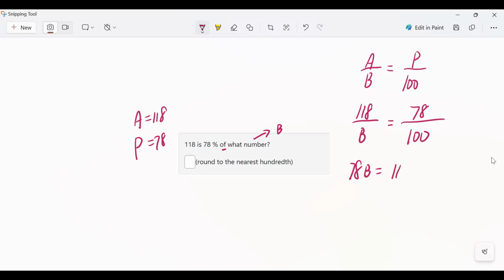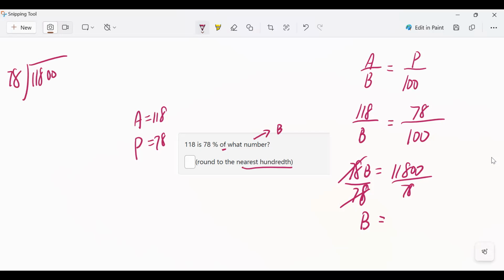That will be 11,800. Right? Just add a couple zeros in the back of 118. That will do it. And again, we can round to the nearest hundredth, right? So we divide by 78 on both sides of the equation. And then we're going to use long division to do this. So we divide 118 with a couple zeros, 11,800 over 78. And first of all, 78 going into 118, one time.